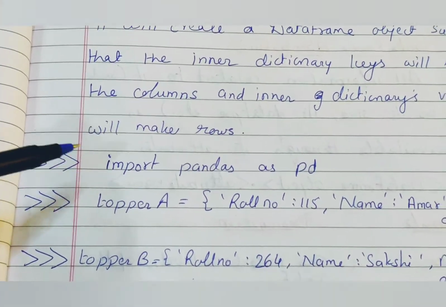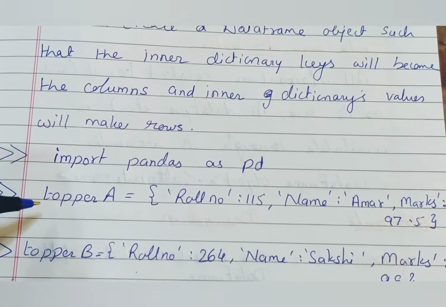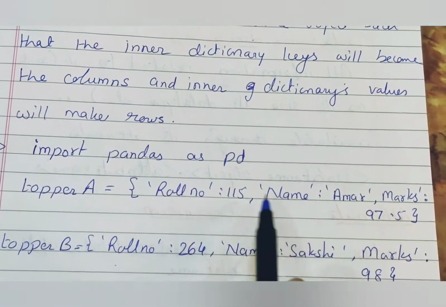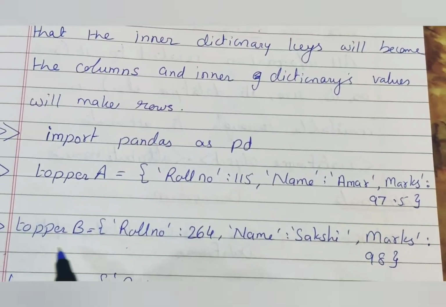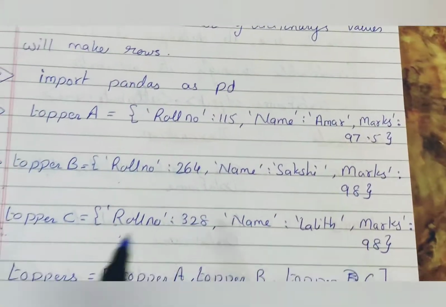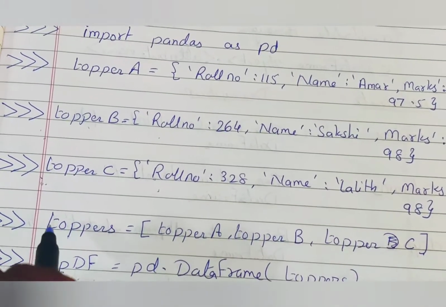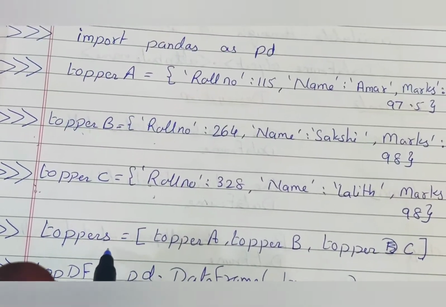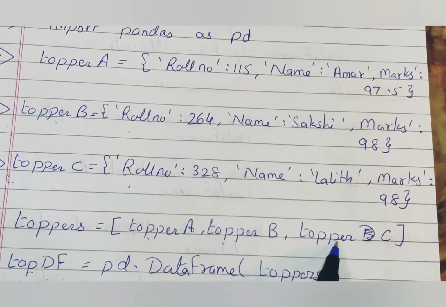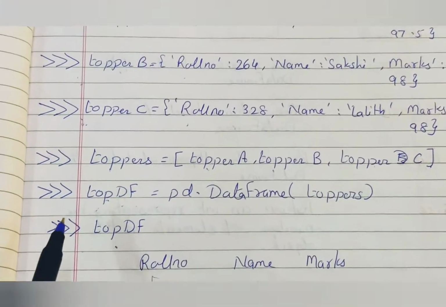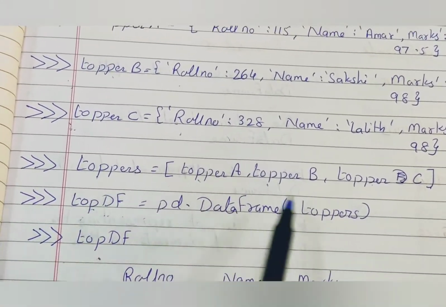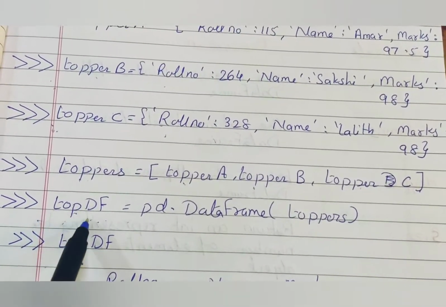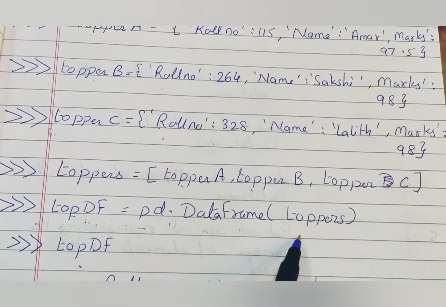Import pandas as pd. Topper A is the name of the dictionary: roll number, name, marks. Topper B: roll number, name, marks. Topper C: roll number, name, marks. So toppers is the list in which topper A, topper B and topper C are being stored. Okay, now top DF equals pd dot DataFrame toppers.